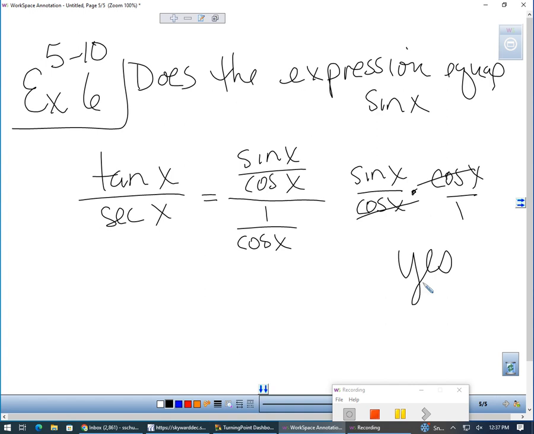Okay? So you have a couple problems where you're doing algebraically today. You have a few problems where you're just deciding if it equals sine, and then you're going to prove a few for me. All right?